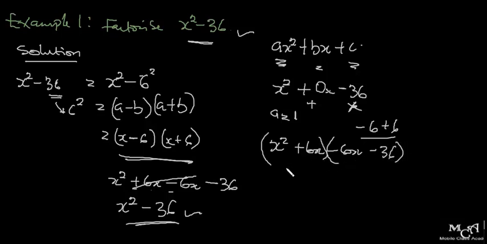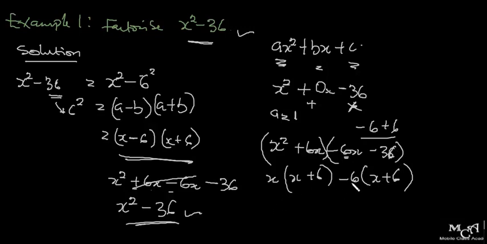We group what's common, x, right? x plus 6. If we take out our minus 6, what do we have here? We have minus 6 times x plus 6. Minus 6 times x will give me minus 6x, and minus 6 times plus 6 will give me minus 36. So what we have here is correct.